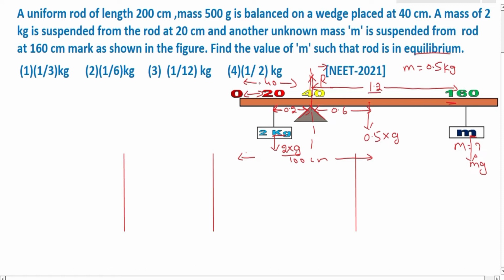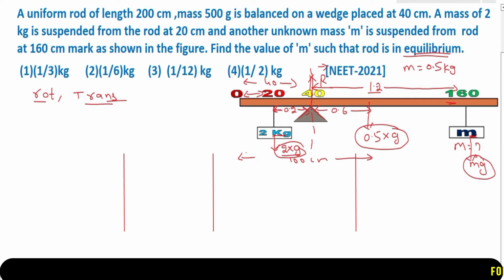Now what did he give? He told that the system is in equilibrium. The system is in equilibrium means it is in rotational equilibrium as well as in translational equilibrium. Now first think about our translational equilibrium. The forces acting on this rod are 2g, which is the weight of the 2 kg mass, 0.5g, which is the weight of the rod, mg, which is the weight of the mass m, and this R, that is the reaction force.